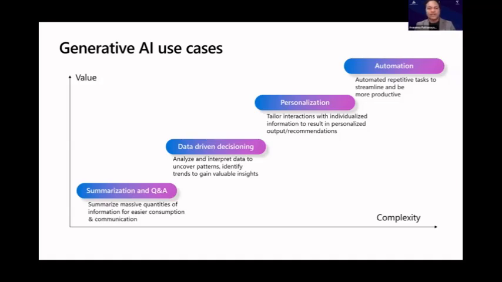Right at the bottom you have summarization, question and answer. This is the standard ChatGPT that everybody is familiar with. That's the simplest implementation of Gen AI, right? A little bit more complex than that is data-driven decision making. You can use a RAG pattern to connect data sources to your Gen AI model, and you can either fine-tune it or just keep it as a RAG pattern, so that your Gen AI model is able to use that data to give you more personalized information. So that's a little more complex than using the vanilla ChatGPT type of model.